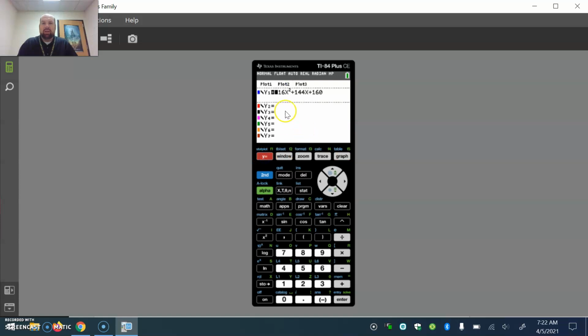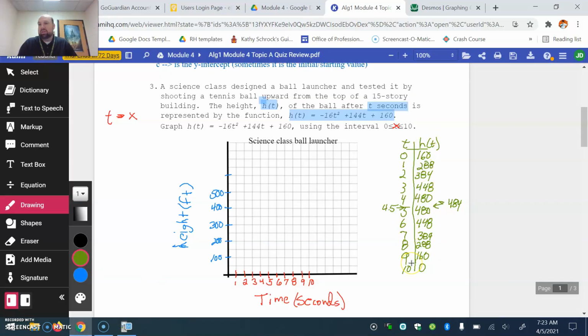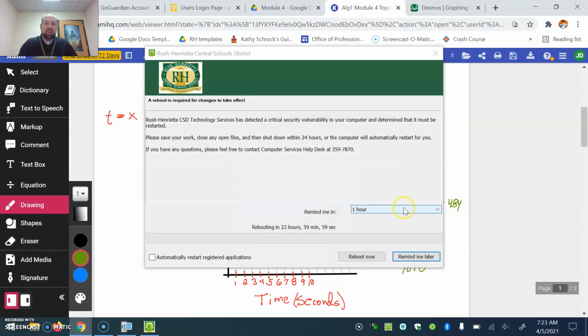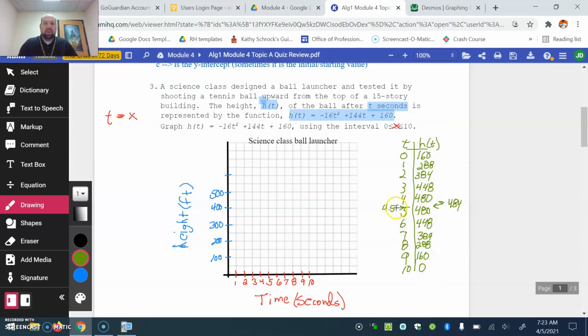I typed in my equation, then I went to second graph, which is the table, and you'll see all these values here. So I rewrote those over here and copied them down. That's how you show work. You don't say see graphing calculator, because whoever's grading it can't see your graphing calculator. So I copied it all. I also needed this point in between 4 and 5, 4.5, which is 484.